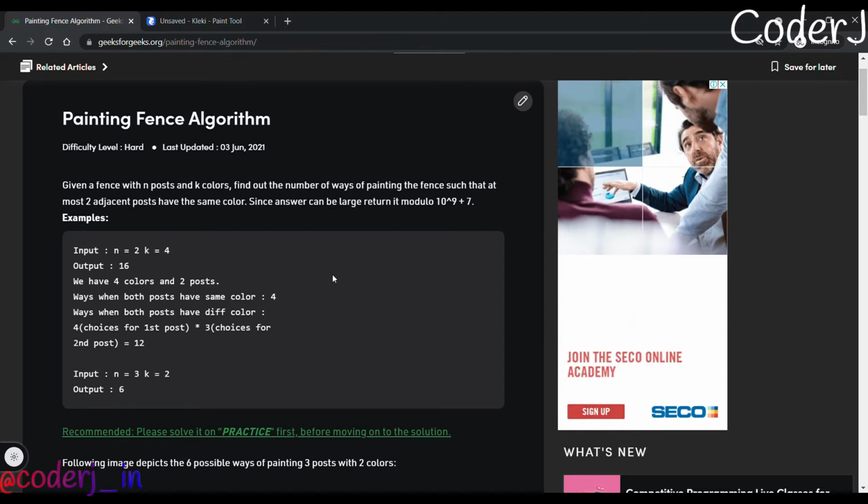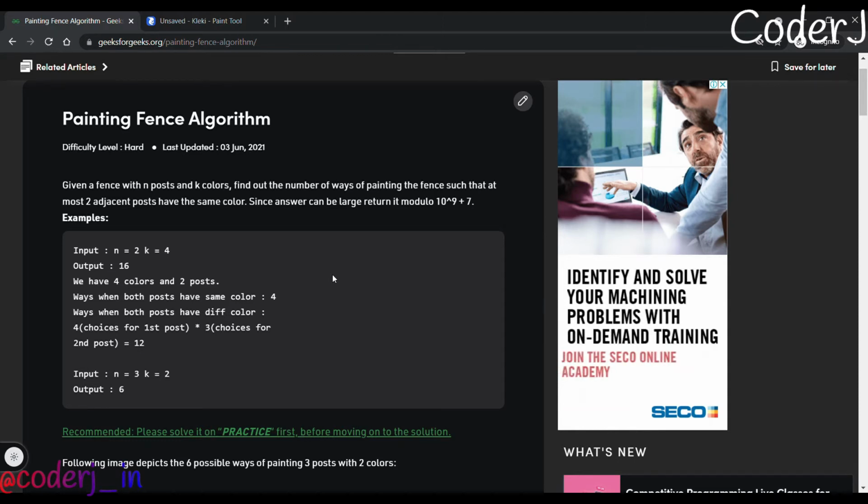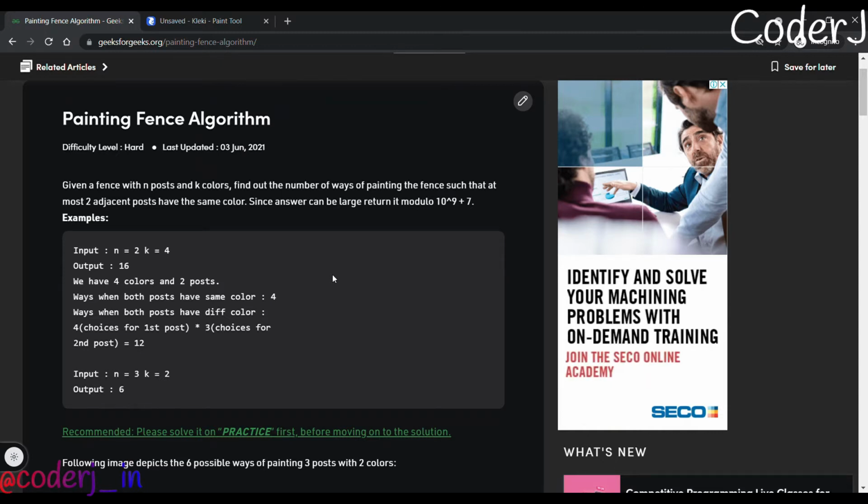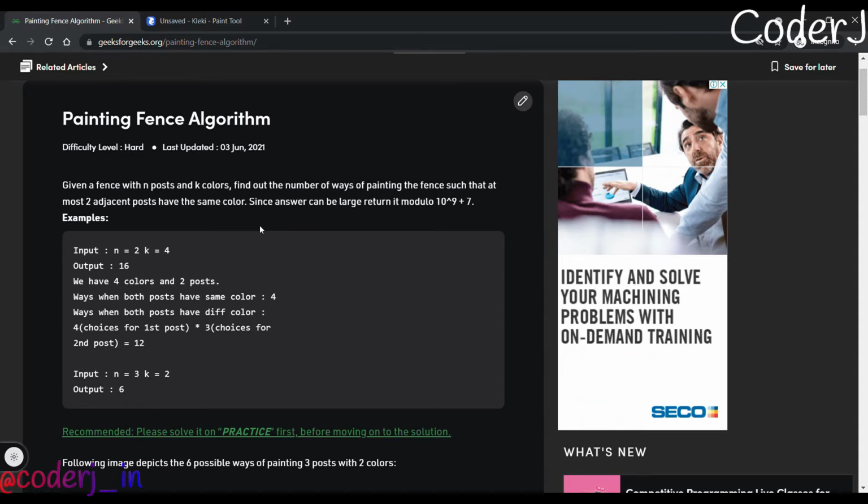Okay, so the question goes like this. Given a fence with n posts and k colors, find out the number of ways of painting the fence such that at most two adjacent posts have the same color. This is the most important condition. Since the answer can be large, return it modulo 10 to the power 9 plus 7.